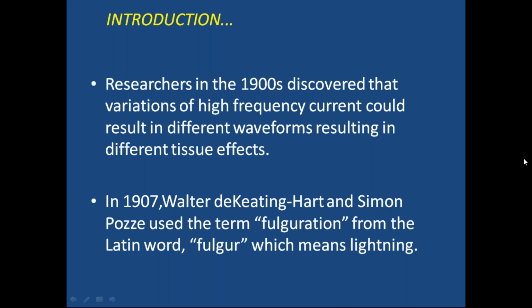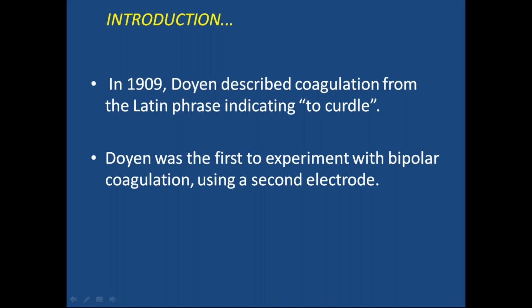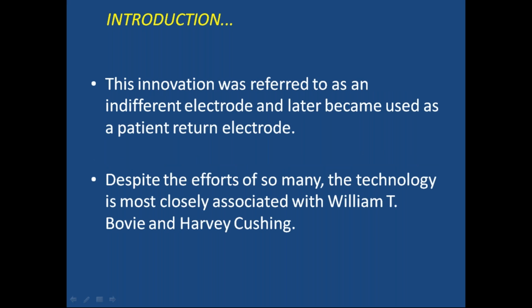So when we apply cautery, there will be lightning in the surgical field. So we call it fulguration. In 1909, they described coagulation, from the Latin word coagulare, indicating to curdle. So the first experiment with bipolar coagulation used a second electrode. So we use monopolar and bipolar. First, in 1909, Doyen used the second electrode, considering it as the bipolar instrument.